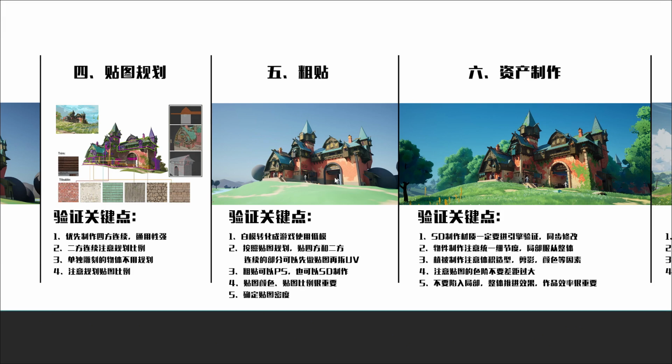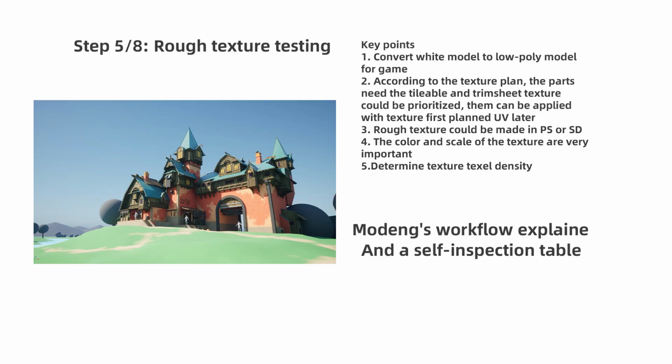Fourth, texture color and ratio are crucial. Many students don't match the original colors during this step. This leads to suboptimal results. So, restore the texture color and ratio here. Fifth, determine texture density. I covered this in the course. If you have many questions, we'll make a separate video.